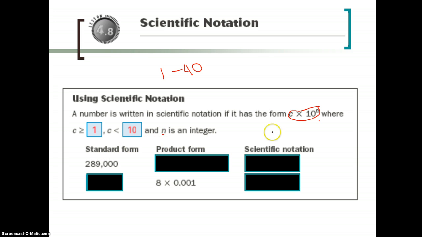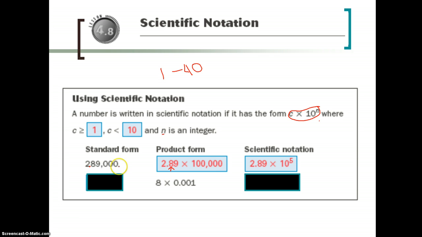We have three different types of numbers: standard form, product form, and scientific notation. Standard form is how you normally would write numbers, like 289,000. Product form would be taking that and making it into a decimal. See this number right here, 2.89, that is between 1 and 10, multiplied by the place value, 100,000s. Scientific notation takes that 2.89 and multiplies it by 10 to the 5th power.